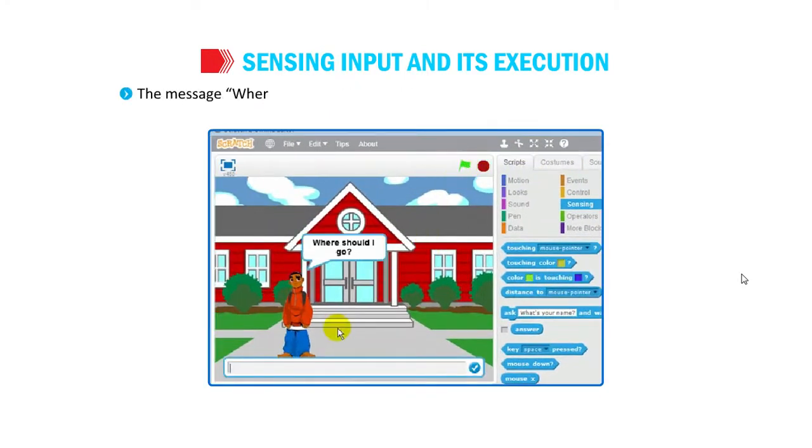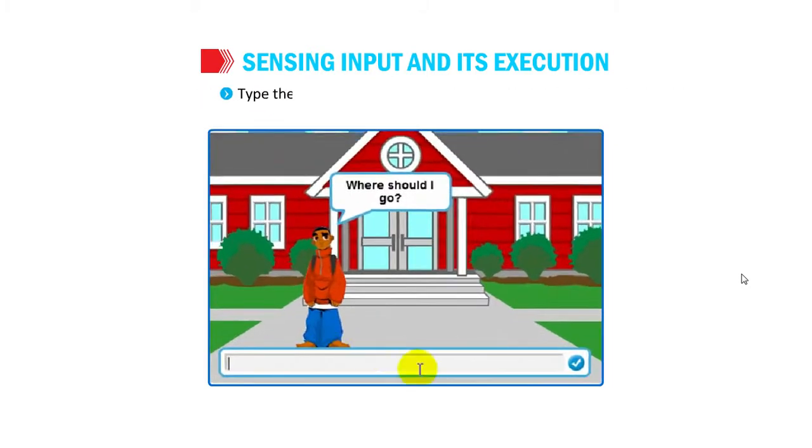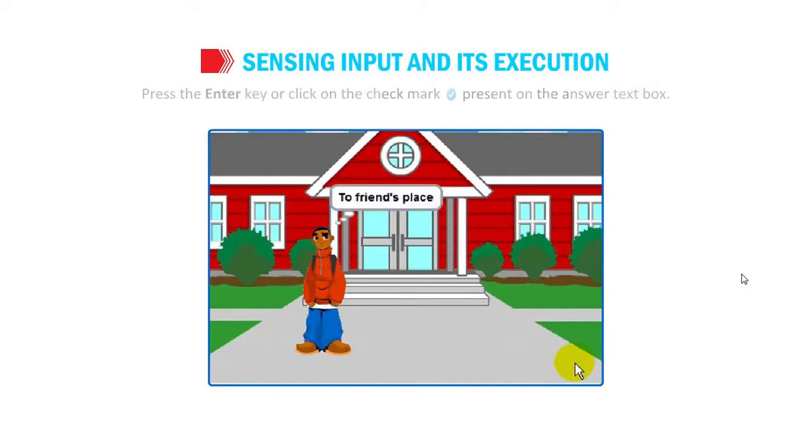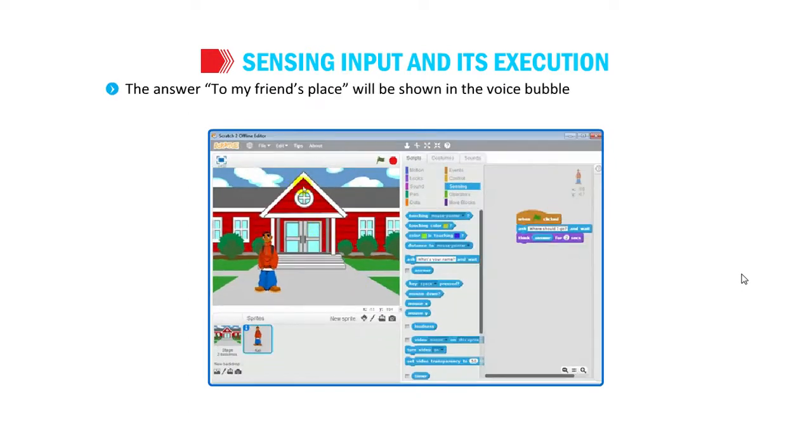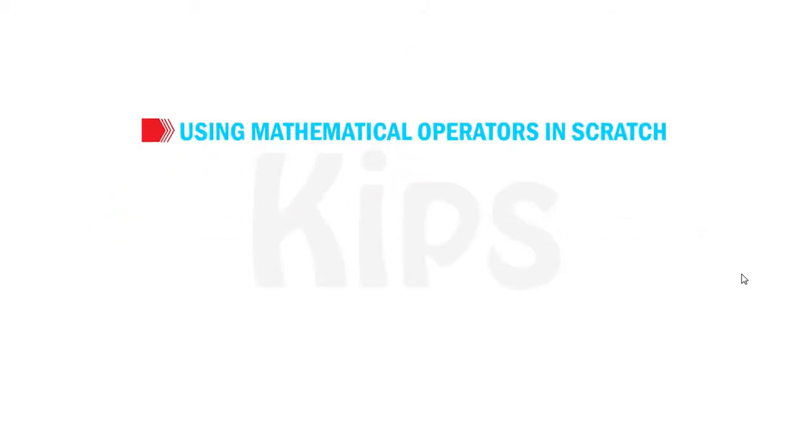The message "Where should I go?" gets displayed on the stage along with the text box. Type the answer "To my friend's place" in the text box. Press the enter key or click on the check mark present on the answer text box. The answer "To my friend's place" will be shown in the voice bubble on the stage for the specified number of seconds. Let us learn mathematical operators in Scratch.